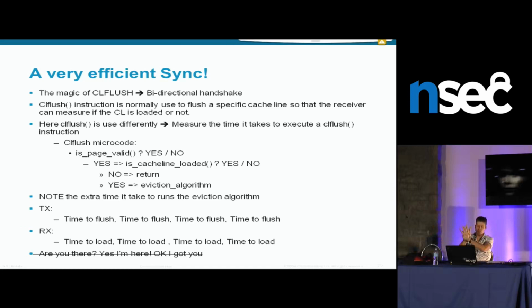Okay? There is no way that the noise on the system can generate such a pattern because the TX is basically running 4 CL flush instructions in a row, spread apart by 200, let's say, cycles. So there is no way that another program out there will access that same cache line and flush it and load it 4 times in a row. It's almost impossible. Only the RX side can do that. So that's why it's a pretty efficient sync pattern.